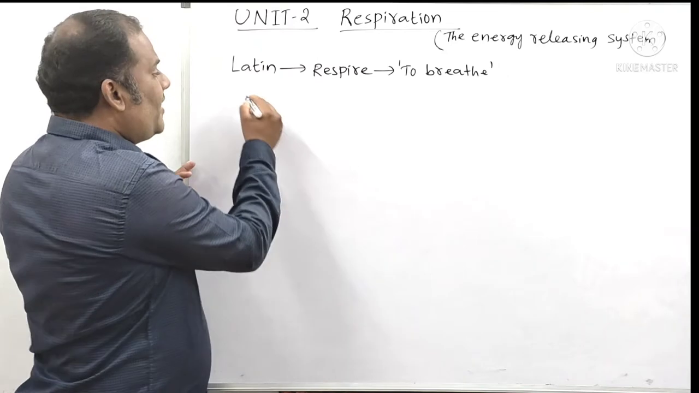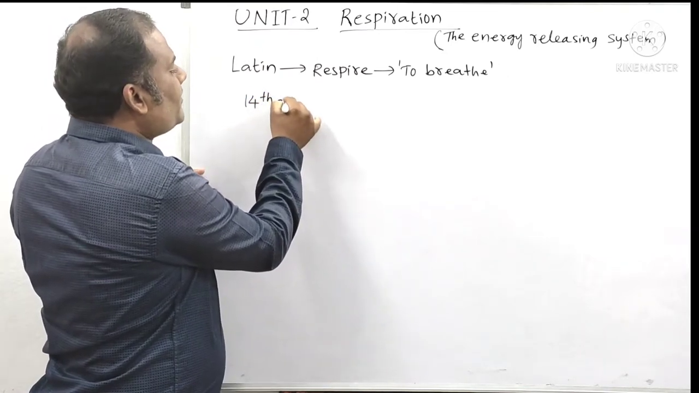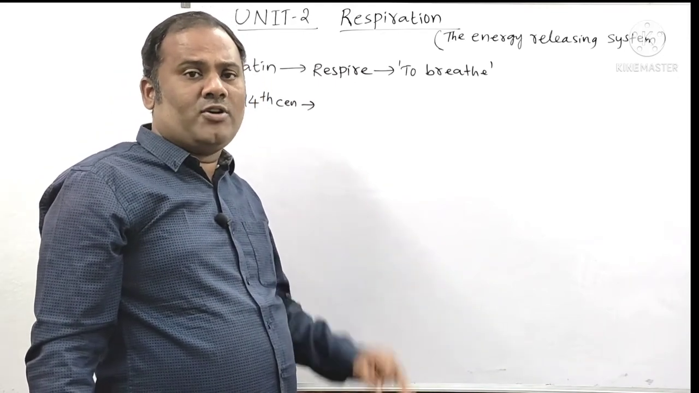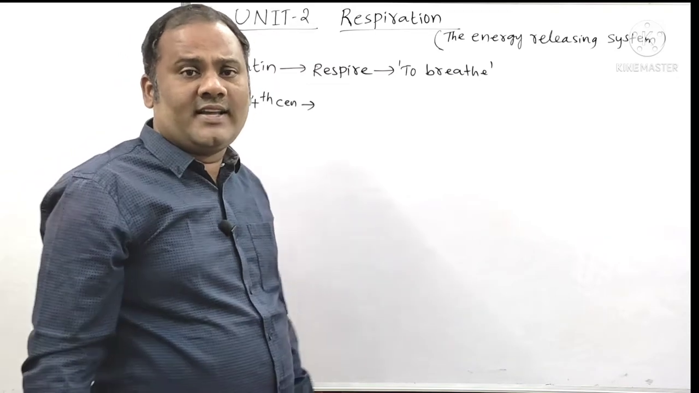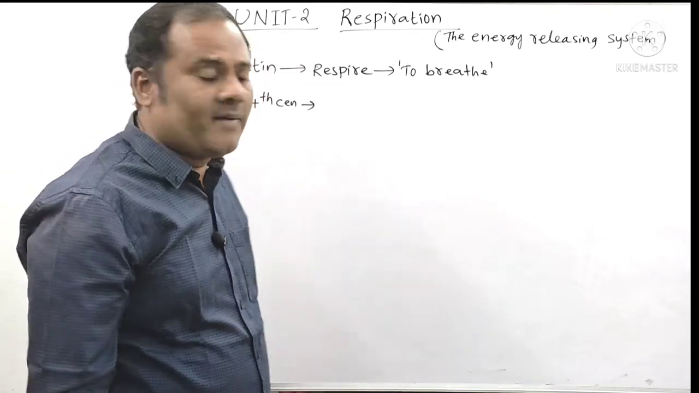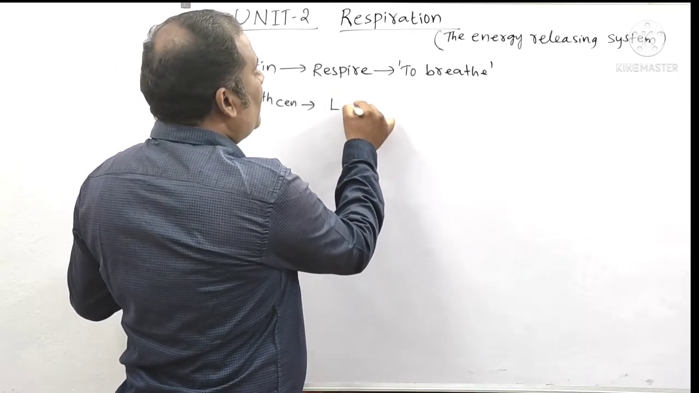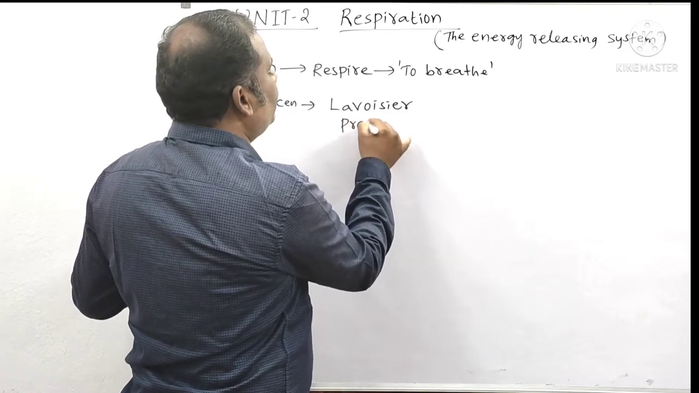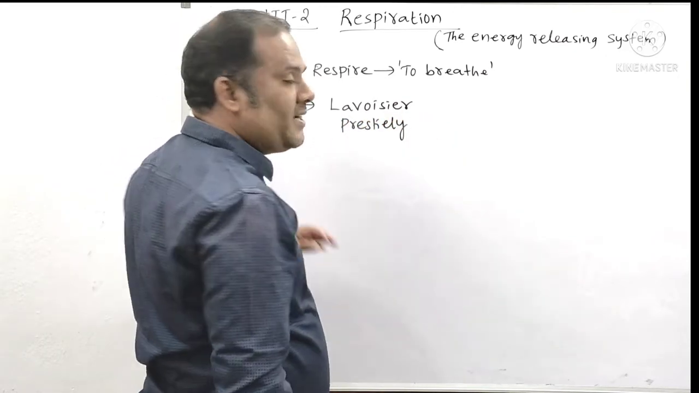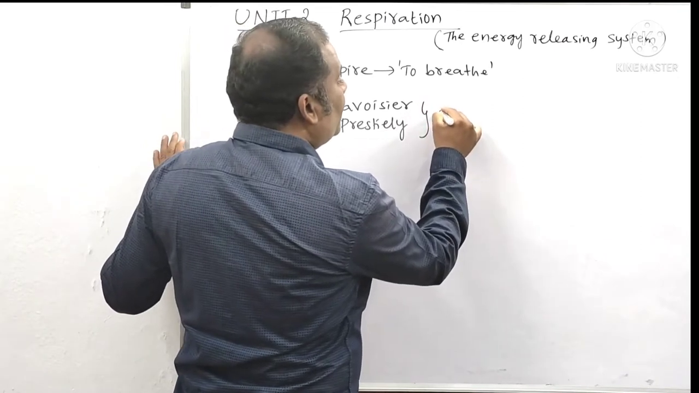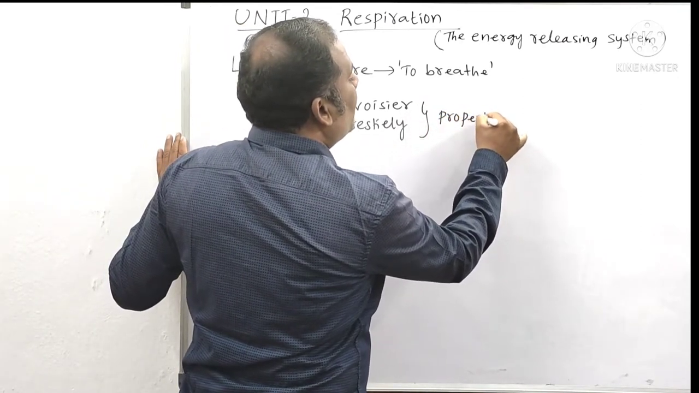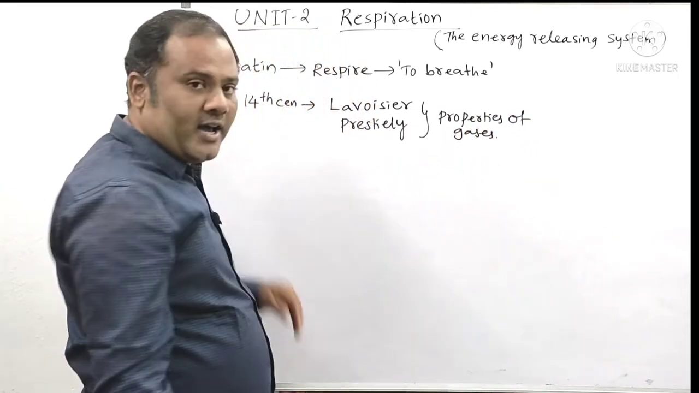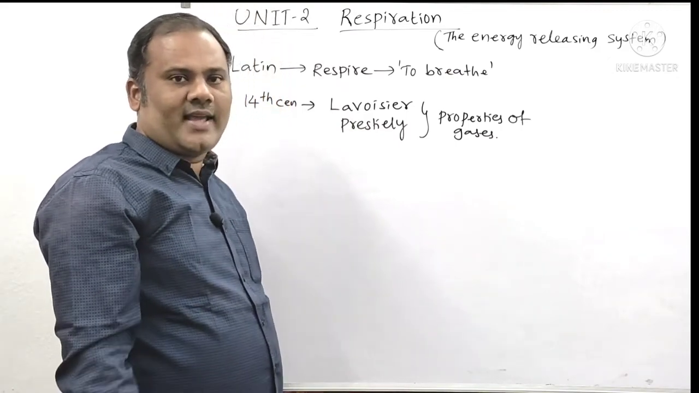Now, see, in the 14th century, nobody knew perfectly about the process of respiration and what gases are involved in it. So there are two scientists, who are they? Lavoisier and Joseph Priestley. They investigated the properties of gases. It may be physical properties or biological properties or chemical properties of the gases.